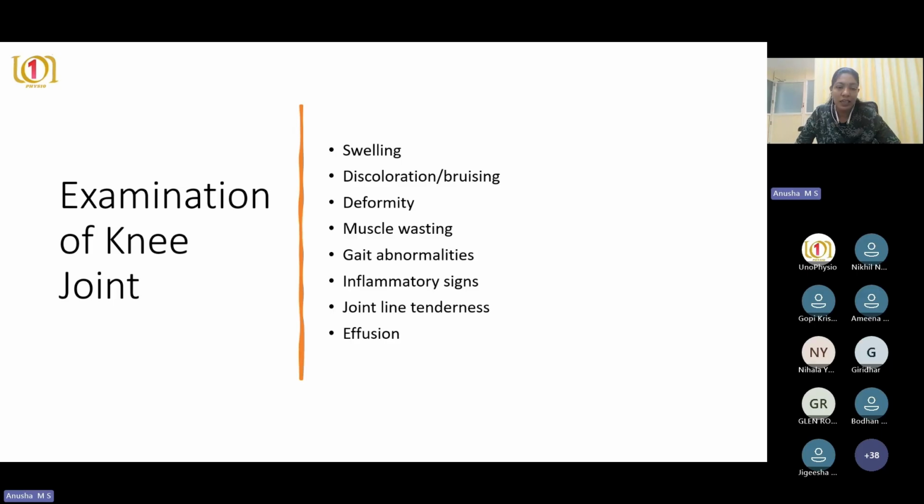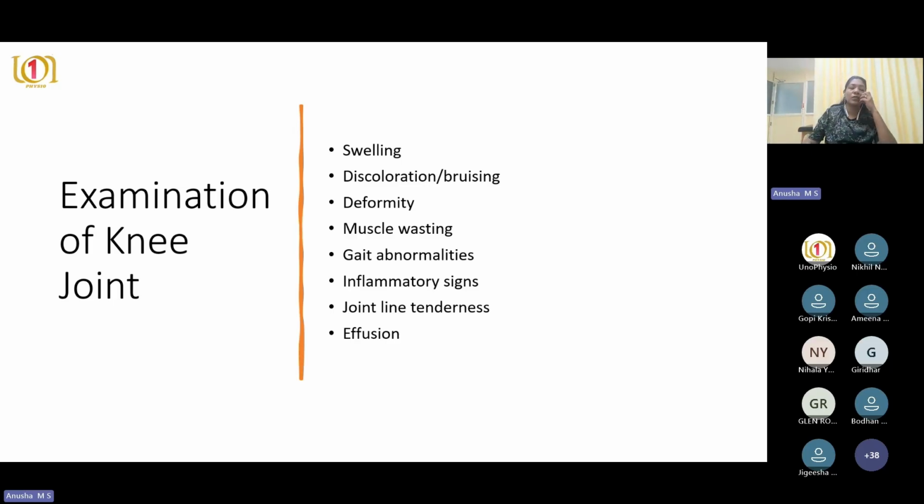And deformity, there's varus deformity, valgus deformity. So you have to see whether any deformities are there in the knee, because if there's a valgus deformity, obviously there's a compensation in the hip. So you have to check the patient's hip. Any rotations are there, you have to check. Any muscle wasting, quadriceps wasting.